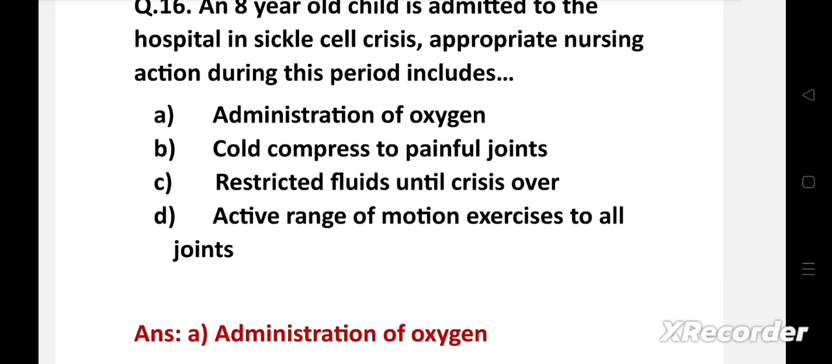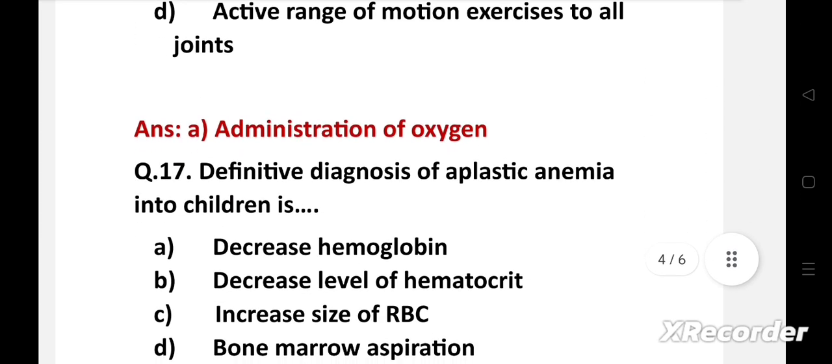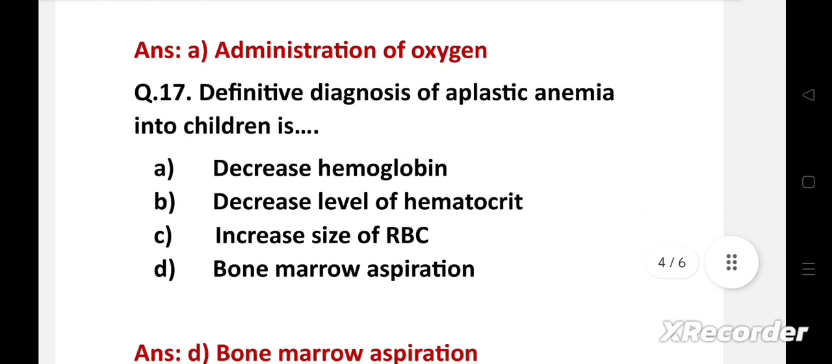Administration of oxygen. During sickle cell crisis, the most appropriate nursing action is administration of oxygen. Next question. Definitive diagnosis of aplastic anemia in children is: option A, decreased hemoglobin; B, decreased level of hematocrit; C, increased size of RBC; D, bone marrow aspiration. Right answer is option D.